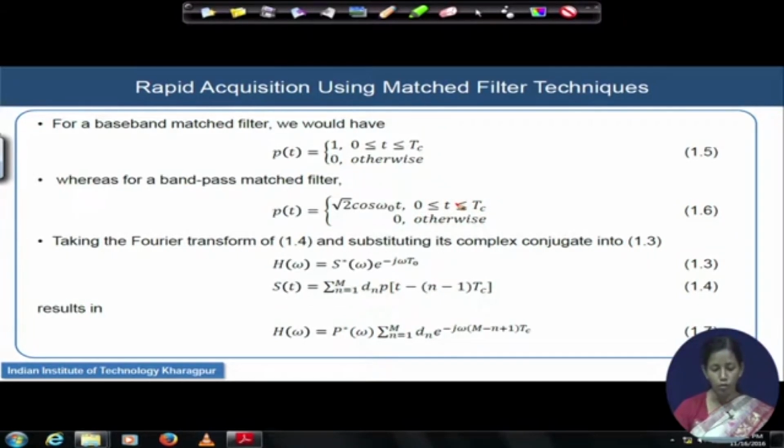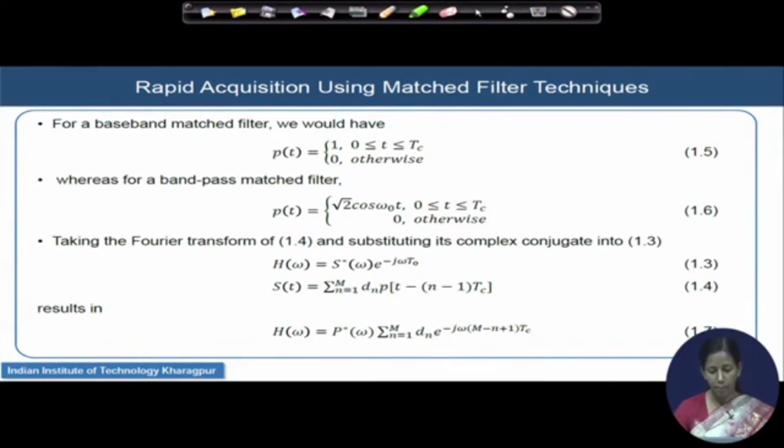And we also took the Fourier transform. We saw in the last module that if this is the signal of interest, a PN sequence, and if I take the Fourier transform of this sequence and substitute it inside equation 1.3, we get the transfer function of the filter. It was done in the last class.